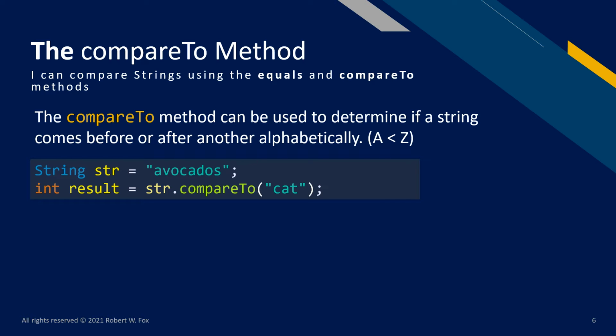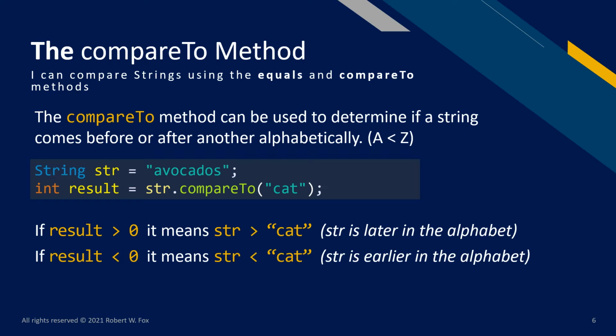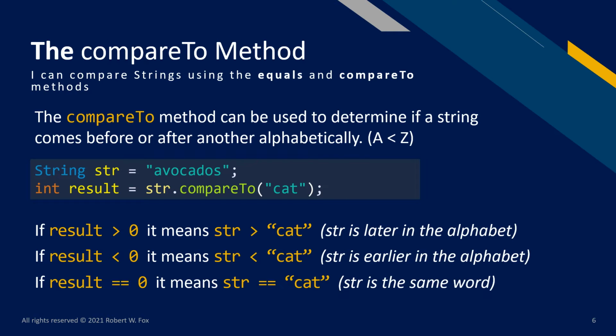And if we look at our example, we say string str dot compareTo cat. And this is going to produce a result that is an integer. If the result is bigger than 0, that means that our string str is larger than cat, later in the alphabet. If the result is less than 0, a negative number, that means that str is smaller than cat, that it's earlier in the alphabet. And finally, if the result is exactly 0, that means str is equal to cat, that those two strings are the same word.